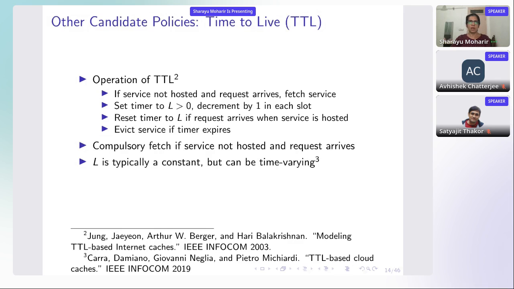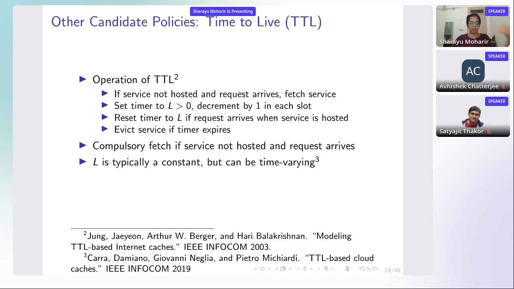Very briefly, this is how TTL works. If the service is not hosted at the edge and a request arrives, the service is fetched and a timer is set to some number L, some integer L. Following this, in every time slot in which the service is hosted at the edge and we don't have any arrivals, the timer is decremented by one. If a request is received while the service is hosted at the edge, the timer is reset to L. And finally, the service is evicted from the edge if the timer hits zero.